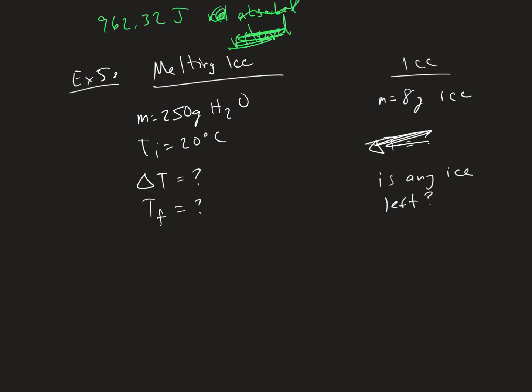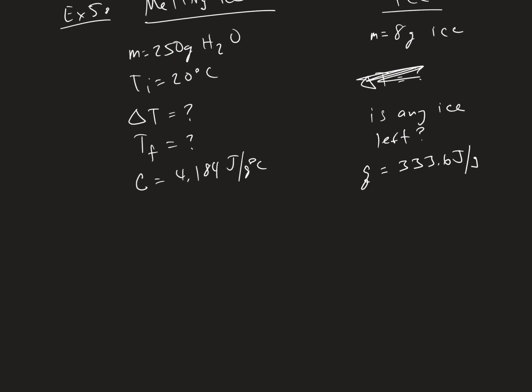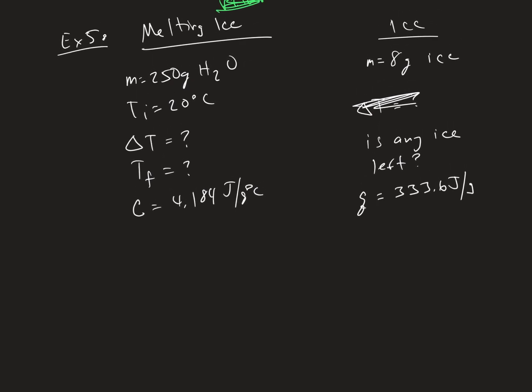The heat required to melt ice is 333.6 joules per gram of ice. And we know the specific heat of the water is still 4.184 joules per gram degrees Celsius. Good? That Q value is what? The amount of heat required to melt ice.